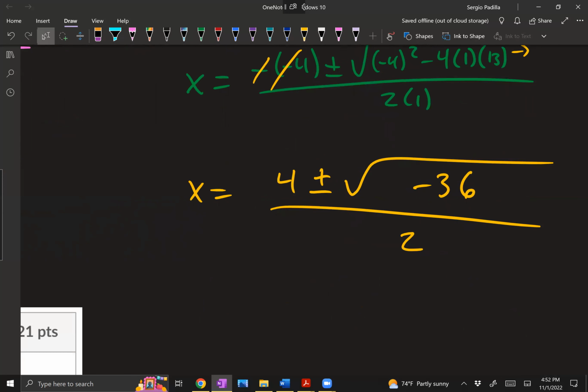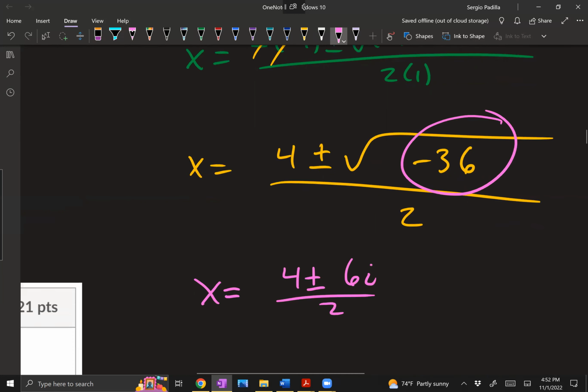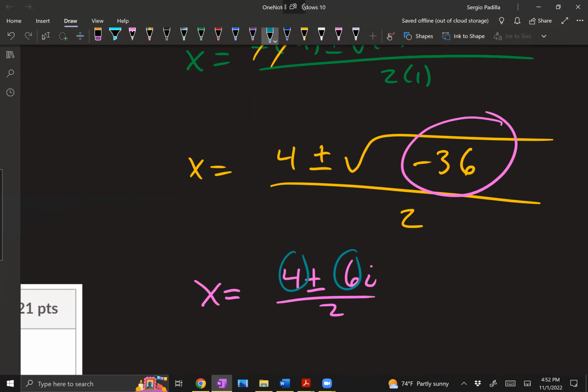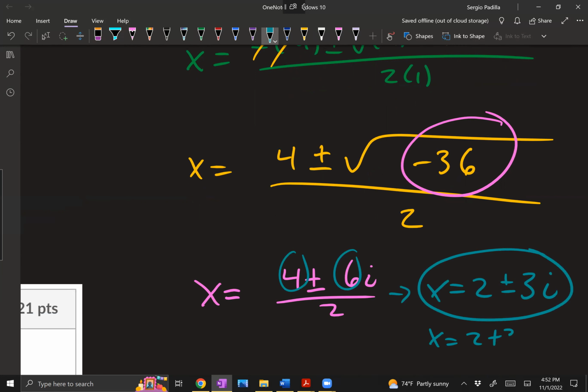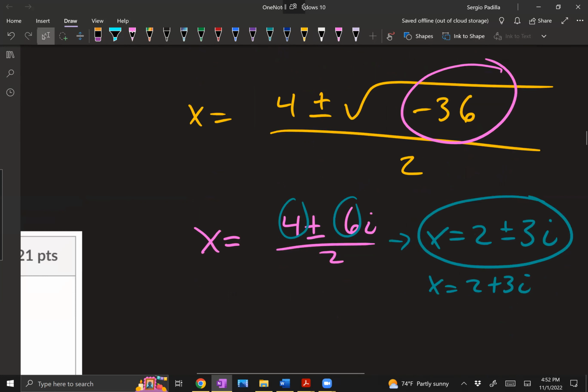Now, luckily for us, on the inside of our square root we have a perfect square. What kind of number is this going to be for x eventually? A complex, imaginary number, right? So we're going to get 4 plus or minus the square root of 36, which is 6. Since it's -36, we're going to call it 6i, divided by 2. Since both of these numbers are divisible by 2, x is equal to 4 divided by 2 is 2, plus or minus 6 divided by 2 is 3i. So those are two solutions: x equals 2 plus 3i, and x equals 2 minus 3i.